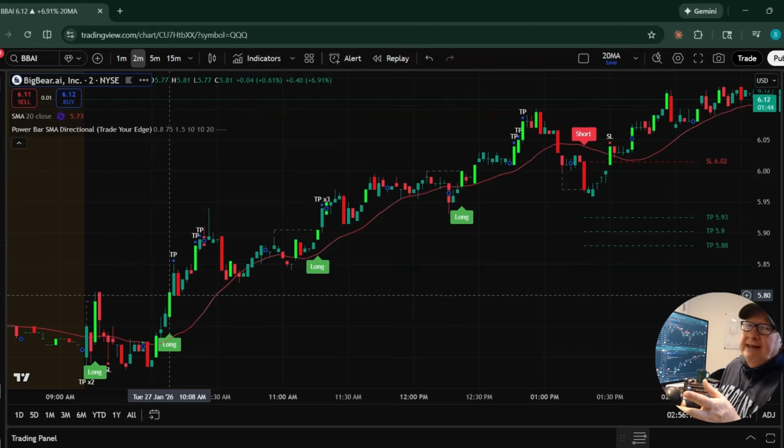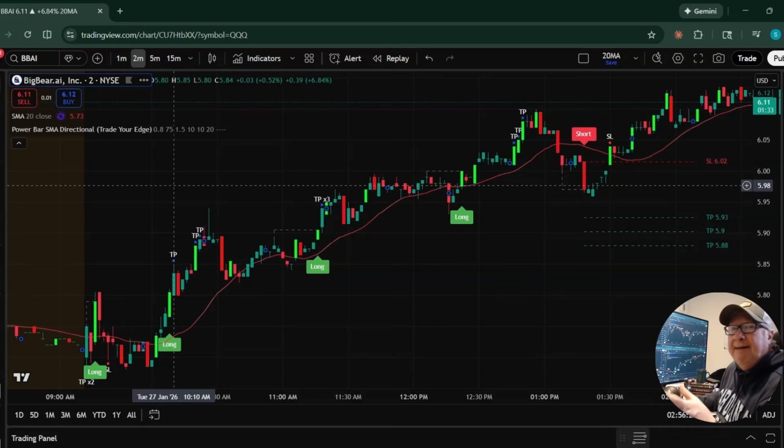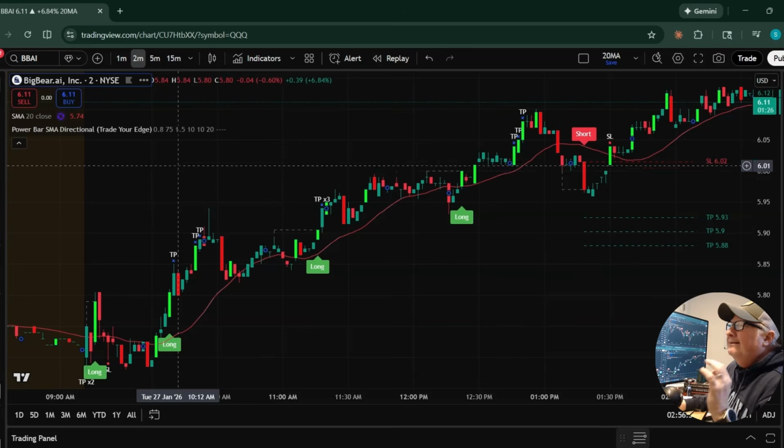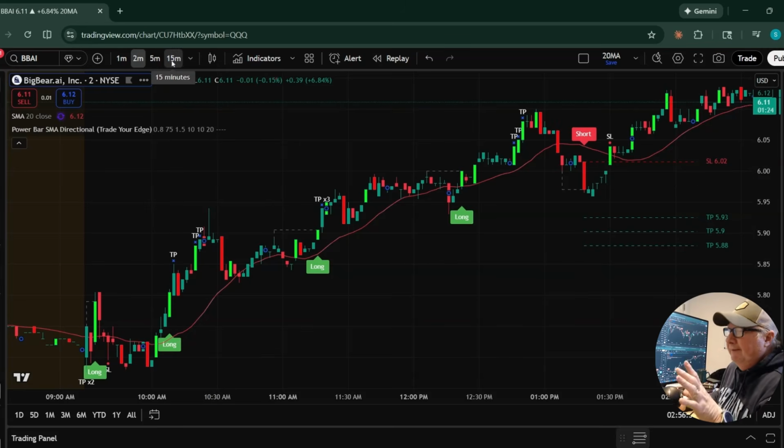Another good question I get is, does the power bar strategy work on different time frames? And recently, a lot of people have been asking, does it work on a 15-minute time frame? Another stock that I trade is SOFI. Let's take a look at the 15-minute time frame for SOFI.